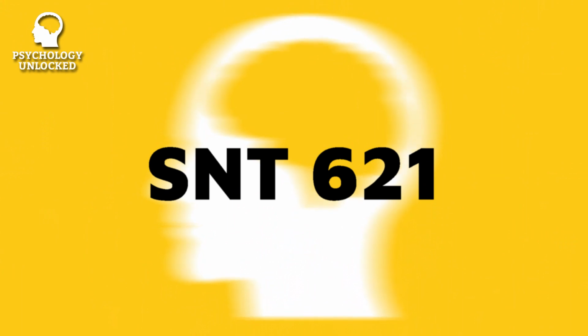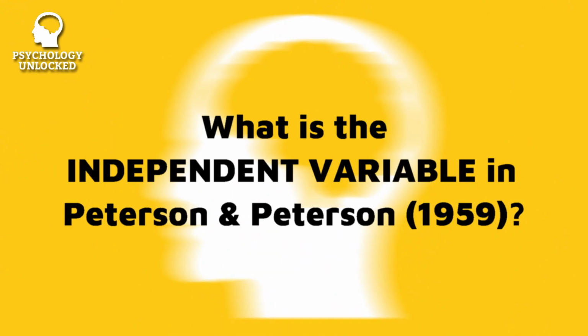Peterson and Peterson in 1959 used the experimental design for their study on the duration of short-term memory. Each of their 24 participants was presented with a consonant syllable and a 3-digit number. They were asked to recall this information after a retention interval of 3, 6, 9, 12, 15 or 18 seconds. Therefore, which variable are the researchers independently manipulating here?